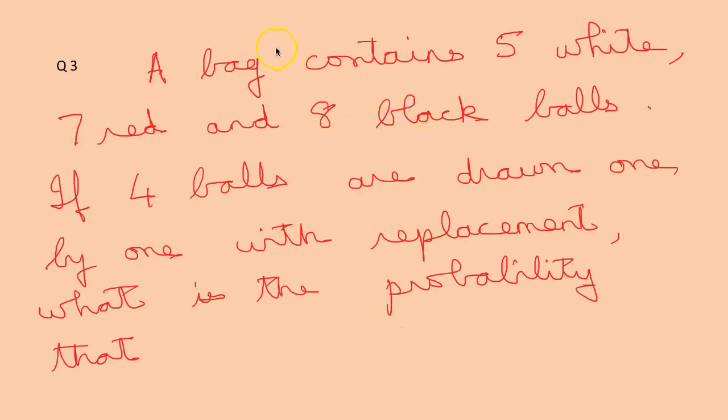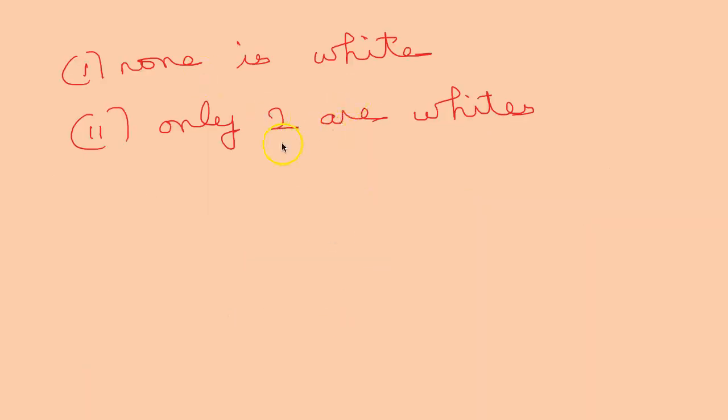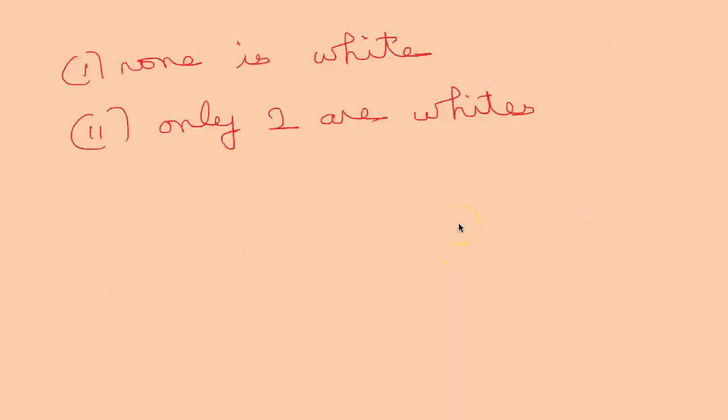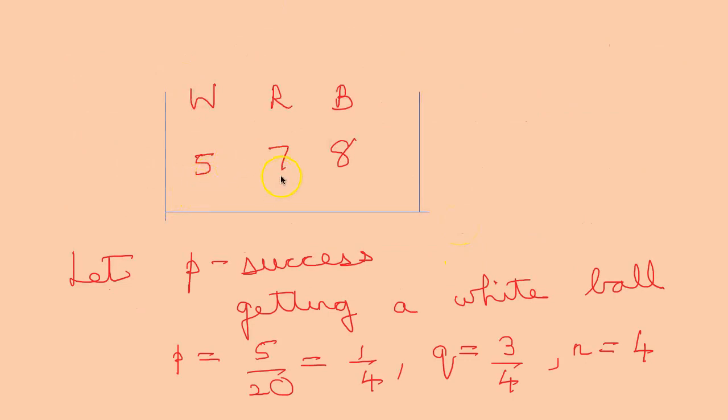Coming to problems, a bag contains 5 white, 7 red and 8 black balls. If 4 balls are drawn one by one with replacement, what is the probability that none is white, only 2 are white? Now with replacement means we know that we have to use binomial distribution. So we have 5 white, 7 red and 8 black. Let P be the success, which is getting a white ball. Probability of getting a white ball is 5 by 20, there are totally 20, that is 1 by 4.